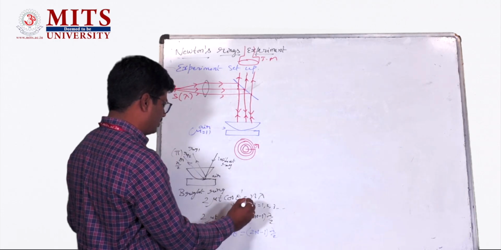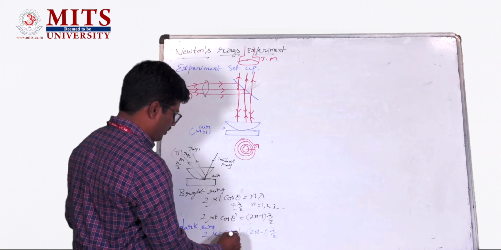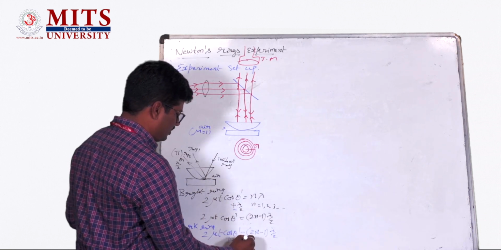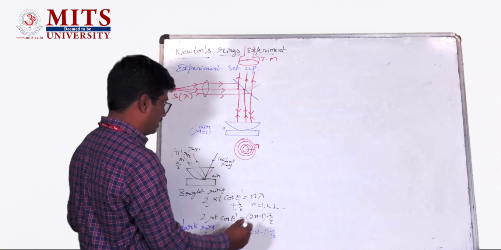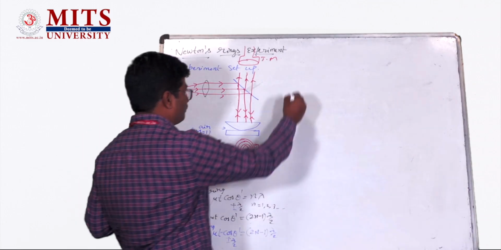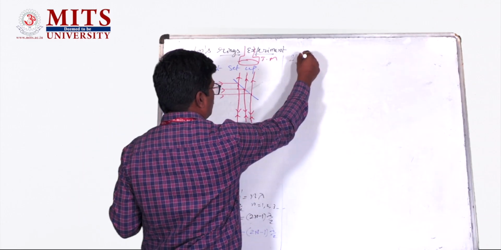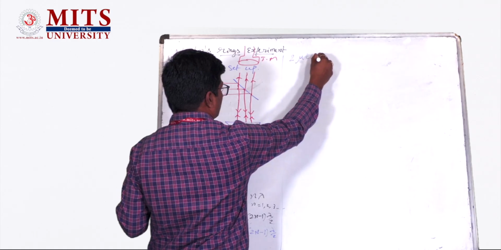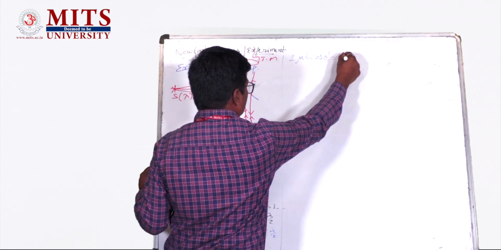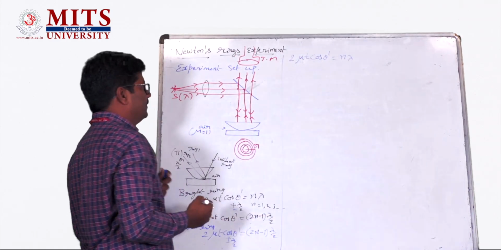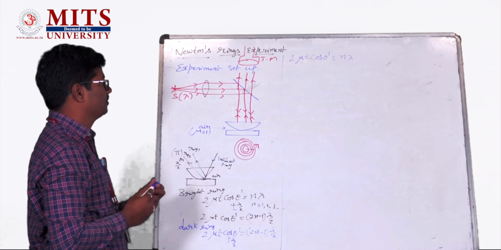So actually this is plus or minus. If you take plus or minus lambda by 2, then we get the dark ring condition as 2 mu t cos theta dash is equal to n lambda. So this is the dark ring condition.